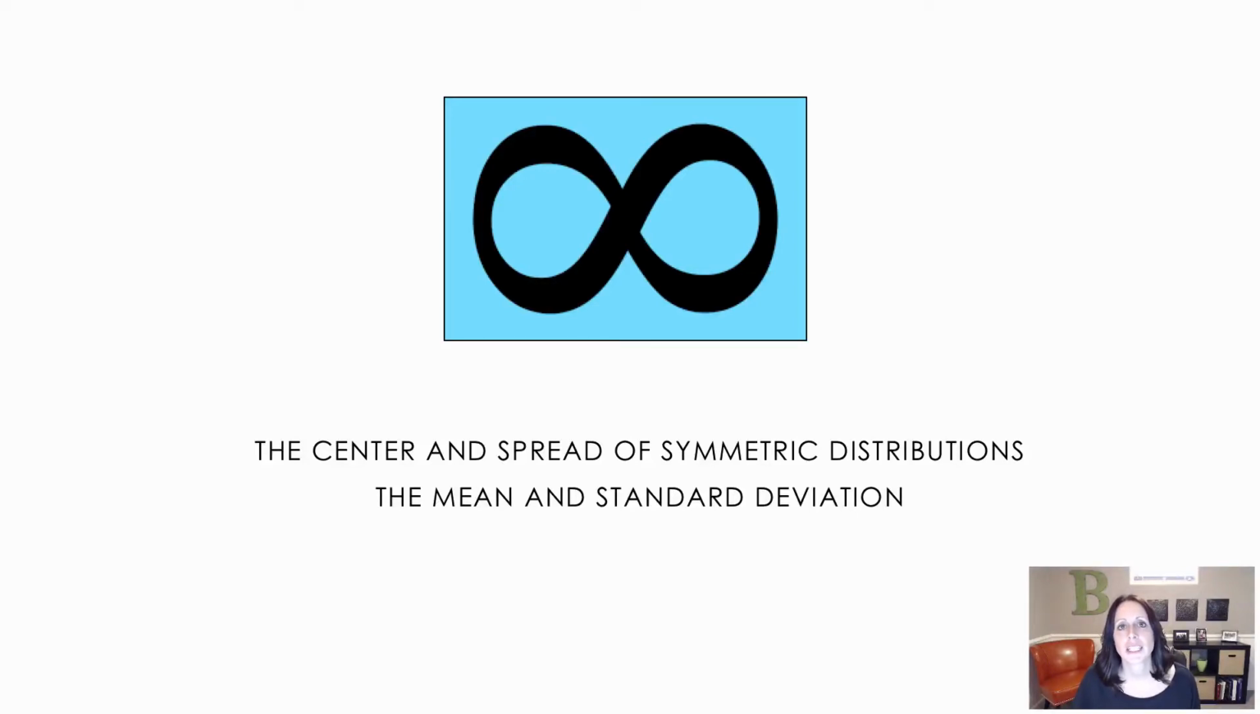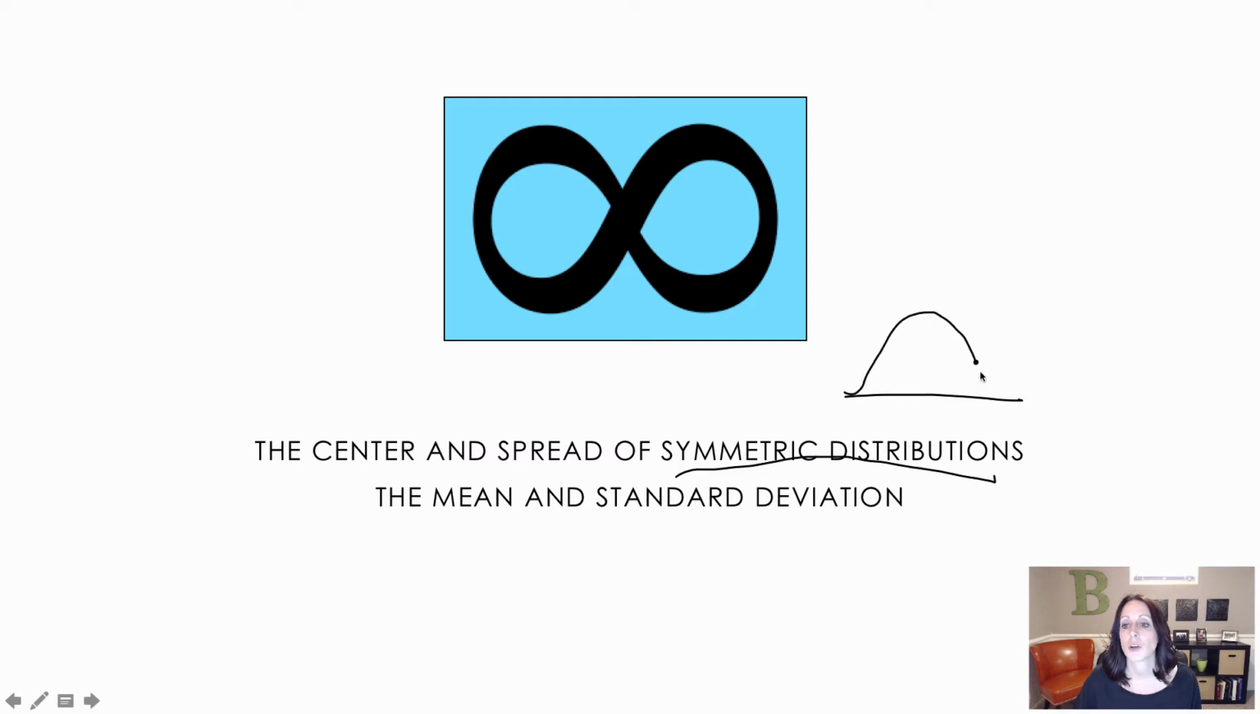Now, I told you previously that there was more than one way to talk about the center of a distribution. Before, we talked about the median, which was the middle. The center and spread of a symmetric distribution is a little bit different. So instead of the median and instead of the range or the IQR, we're going to look at different values, which are the mean and the standard deviation. So again, I want to note that this is for symmetric distributions. So this is for something that looks symmetric.